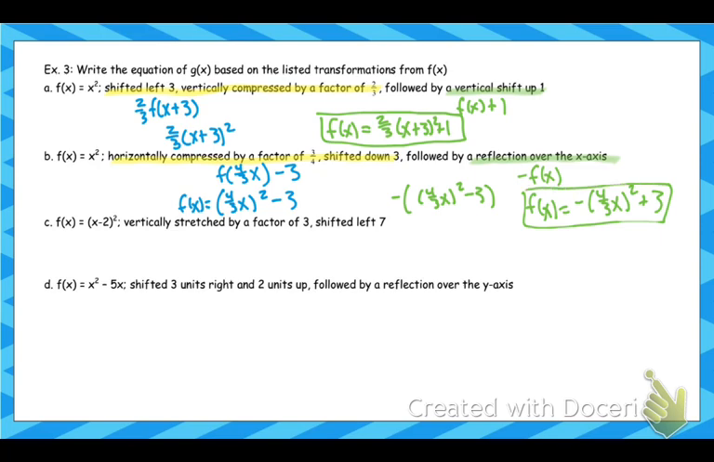All right, let's look at the next one. Vertically stretched by a factor of 3 and shifted left 7. So no order to worry about here, pretty simple. Vertically stretched by a factor of 3, that's 3 times f of x. Left 7 is going to be x plus 7. All right, so what we're going to do is take 3 multiplied on the outside.